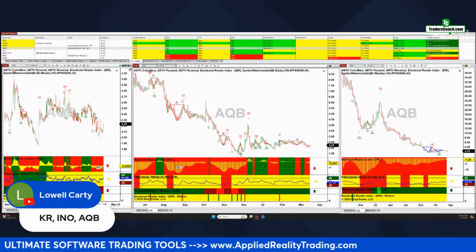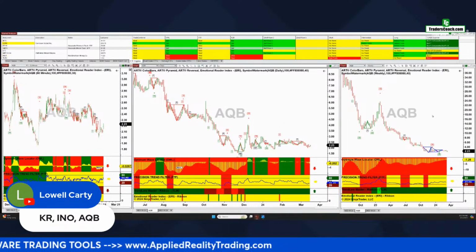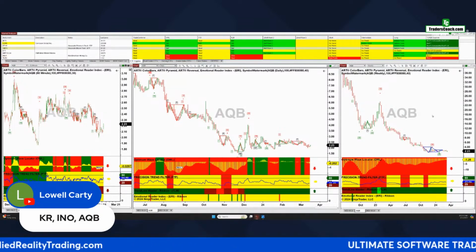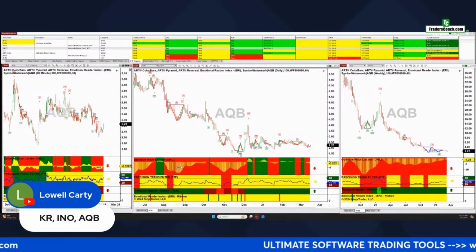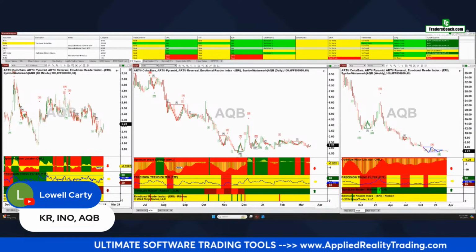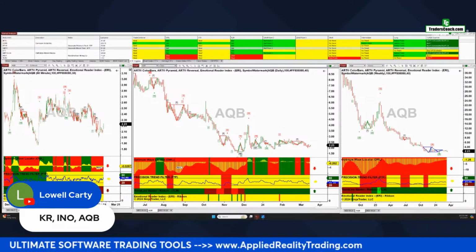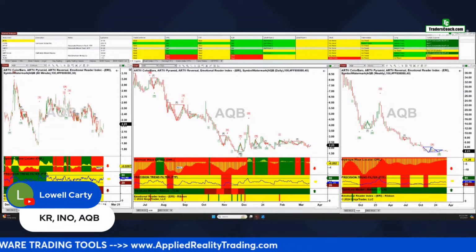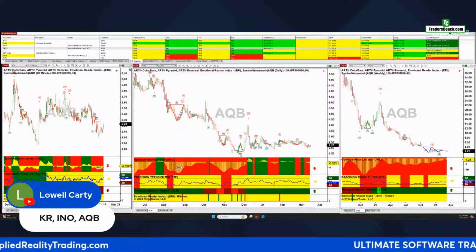Keep an eye on it. You can put that on your watch list, because if it does break out and we get some bullish pyramids on the long-term chart, then that would signal that the market may have put a bottom in and we're on our way up. So good job on those. But the one I like the best is INO. All right, let's keep moving here.